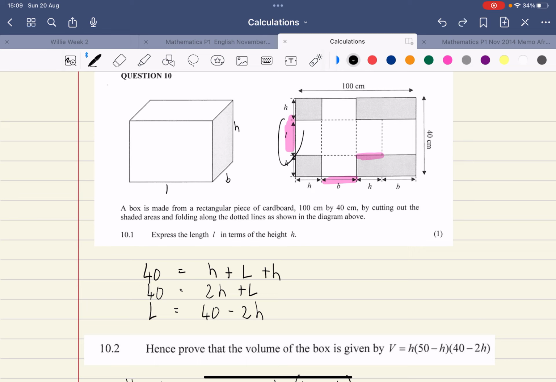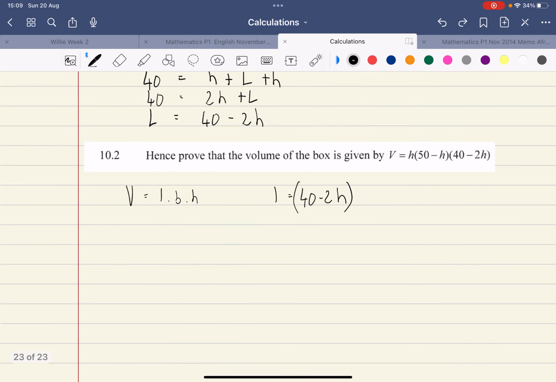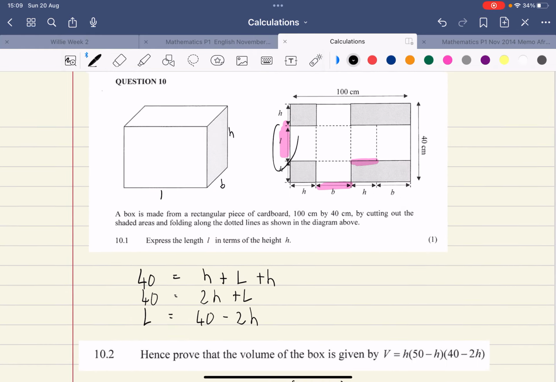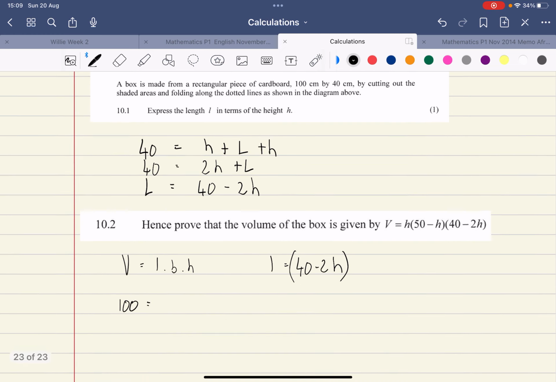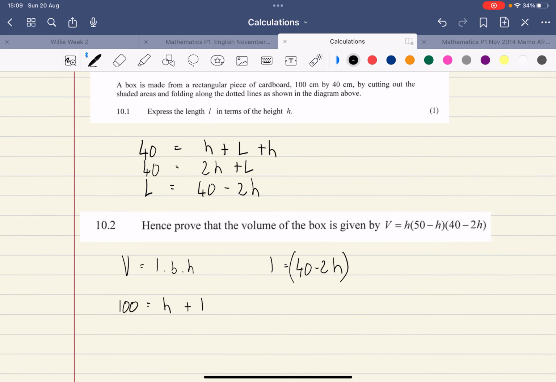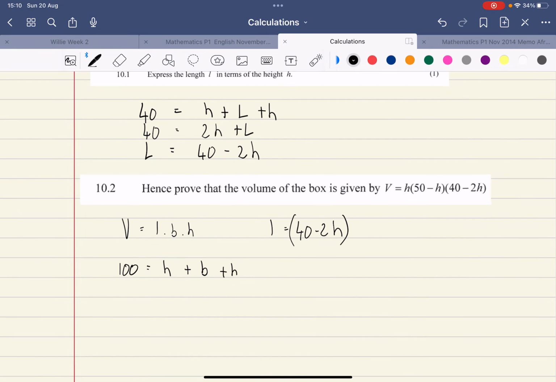So if we know that this entire length is equal to 100, and we have a B here, and this is also H, and this is a B, and this is an H. Let's follow the same procedure as we did in the previous question, and write down what we know and what it's all equal to, and then solve or isolate for B. So that will be H plus B plus H plus B. And then we can just add like terms, so that will be 2H plus 2B equals 100, so 2B equals 100 minus 2H. B would be equal to 50 minus H.